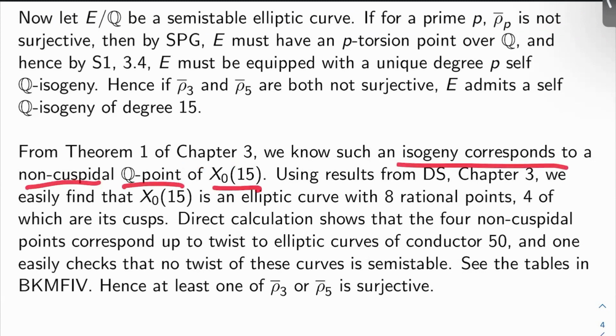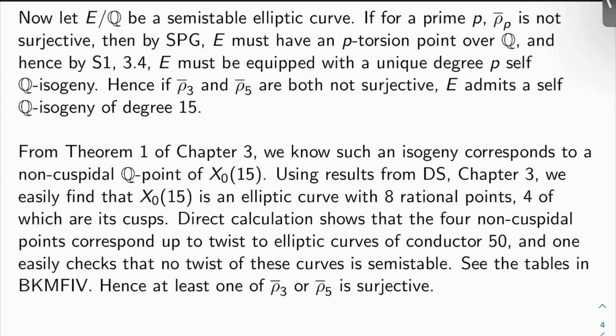A non-cuspidal Q-point of X_0(15), right? Using results from Diamond and Shurman in chapter 3, one easily finds that X_0(15), in fact, that modular curve is an elliptic curve, and it only has 8 rational points, and 4 of them are just its cuspidal points. So it only has 4 non-cuspidal rational points.